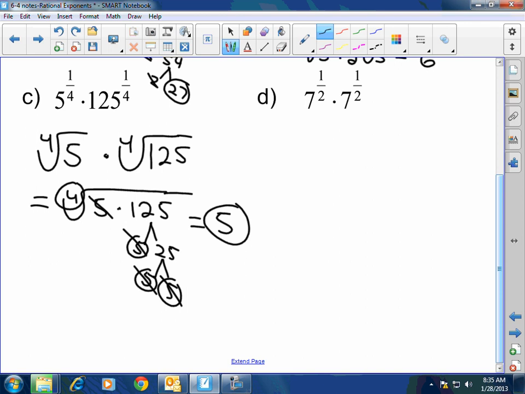I'm done. Okay? I got the square root of 7 times the square root of 7. That's easy. Square root of 7 times square root of 7 is just 7. Because remember, when we multiply the same square roots, the square roots cancel and the radicands pull out as one value.